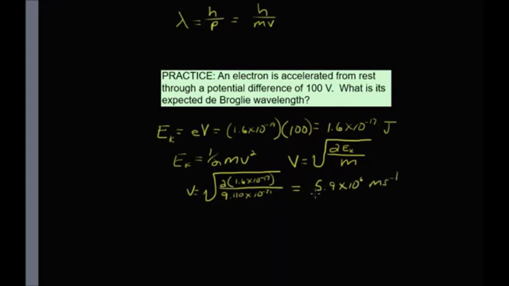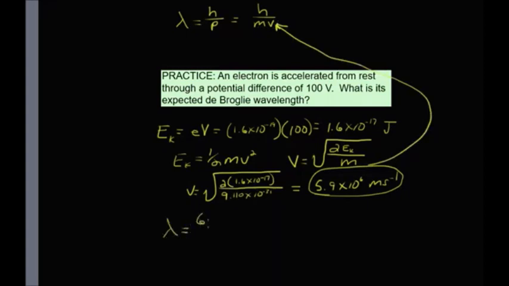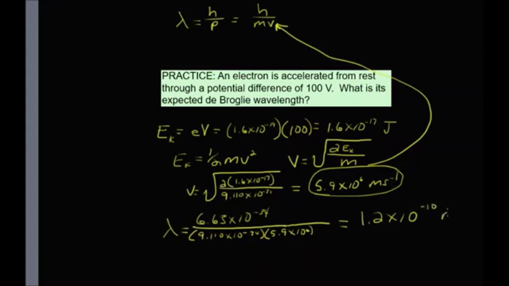Now we can take this and substitute it in right there, and so the wavelength is equal to 6.63 times 10 to the minus 34th joule seconds, Planck's constant, divided by 9.110 times 10 to the minus 31 times 5.9 times 10 to the 6th, and that gives us a de Broglie wavelength of 1.2 times 10 to the minus 10th meters.